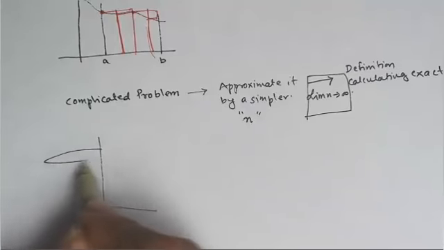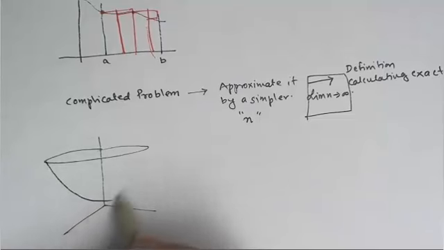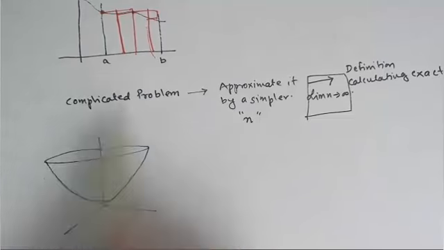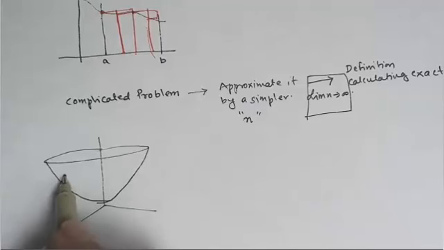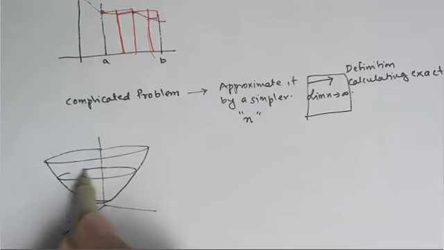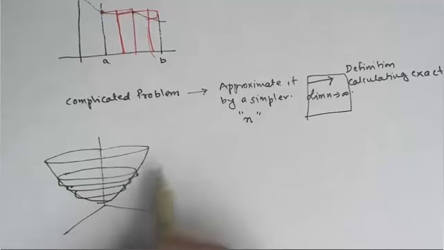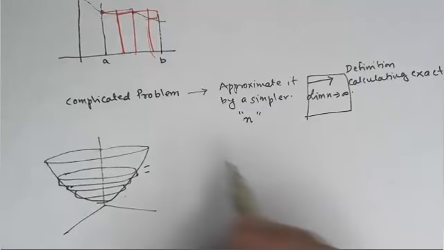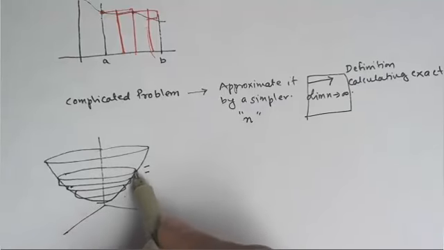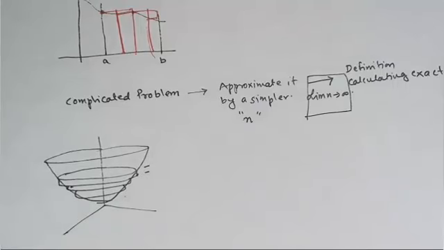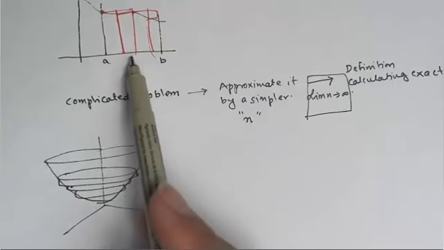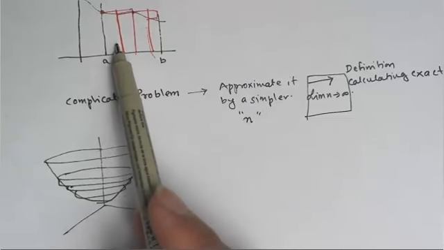So here's a volume that you want to calculate. So that's our complicated problem. We can't calculate it. So what we do is we approximate it with disks. Right, so we have a series of disks that approximate this volume, much the same way that the strips approximate the area. And now we take the limit as the number of disks becomes infinity, or as the thickness of the disks becomes 0.